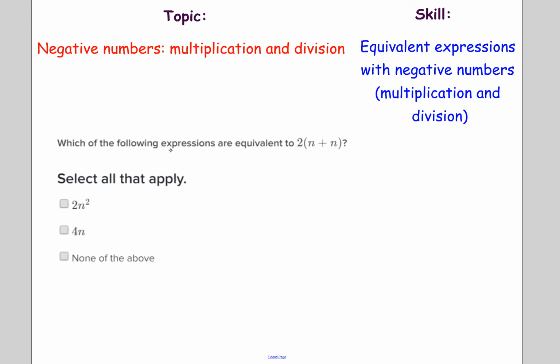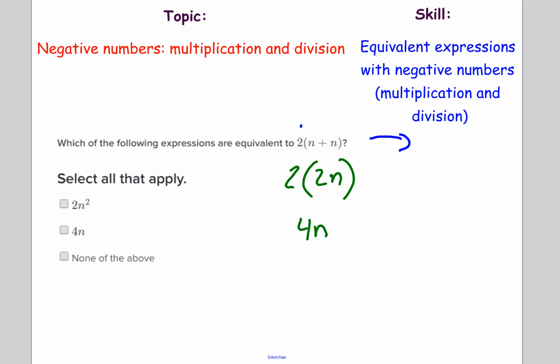So, let's start. Which of the following expressions are equivalent to 2 times the quantity n plus n? There's a couple different ways you can think of it. I'm going to show you both of them. Let's start with just adding n plus n in the parentheses. So you would get 2 times, n plus n would be 2n. So 2 groups of 2n is 4n.